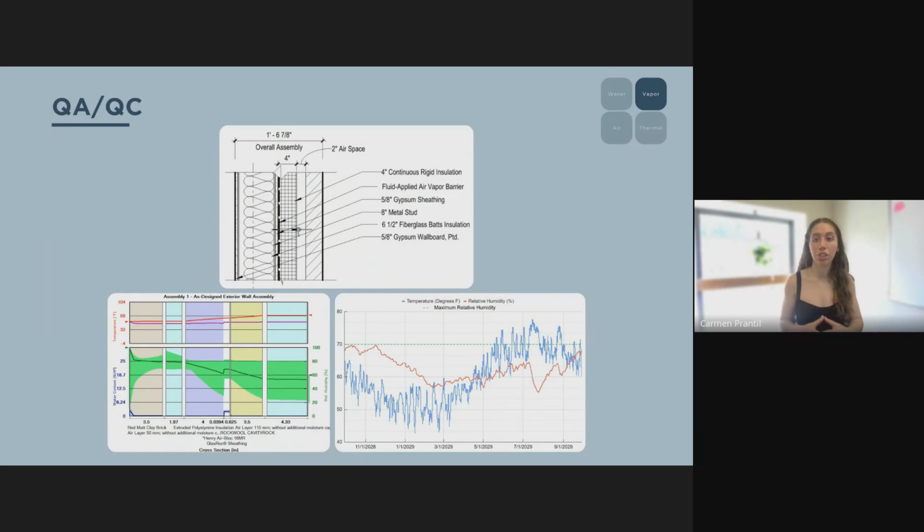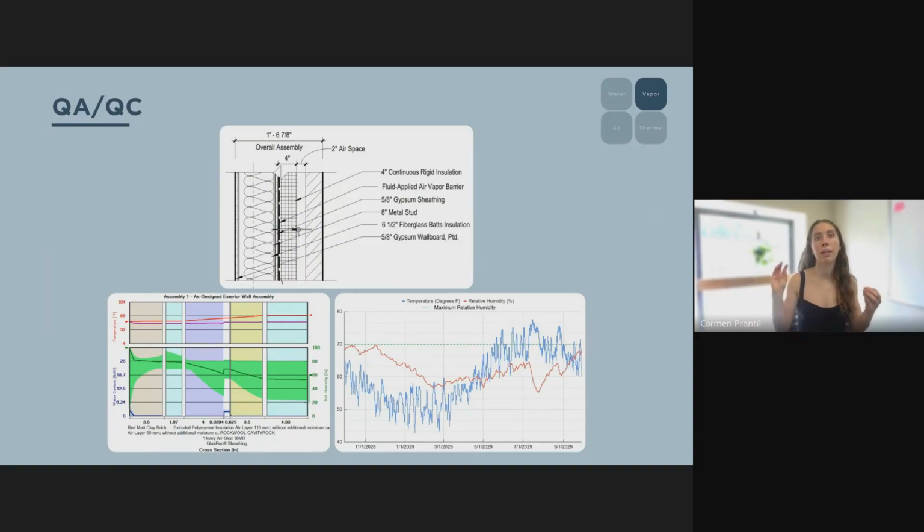So we took their wall section, we simulated it in WUFI, and we looked at how heat and moisture transferred across the wall assembly over the course of several years. And what this told us was that the maximum relative humidity of the materials in the assembly was about 70%, which was safe. So 100% relative humidity is where the air is fully saturated.